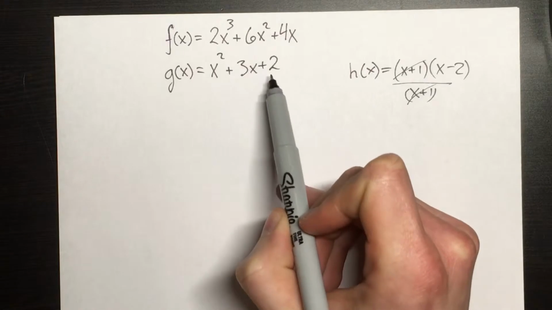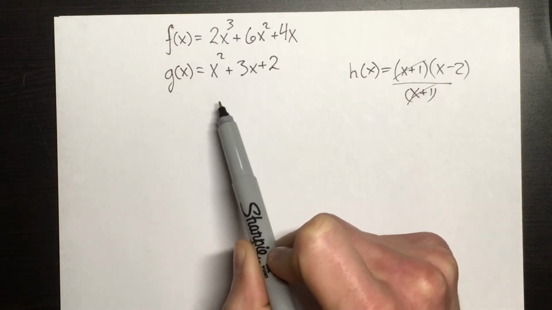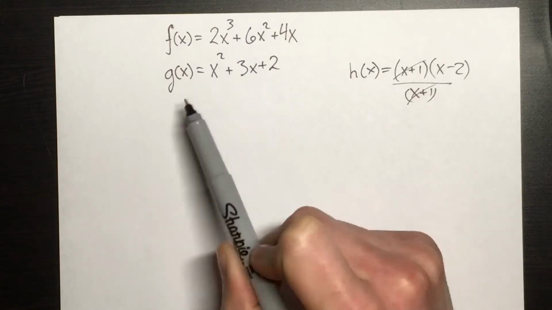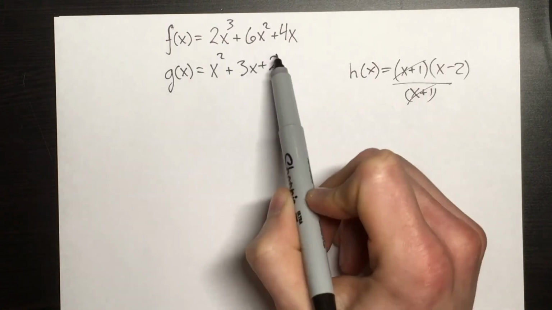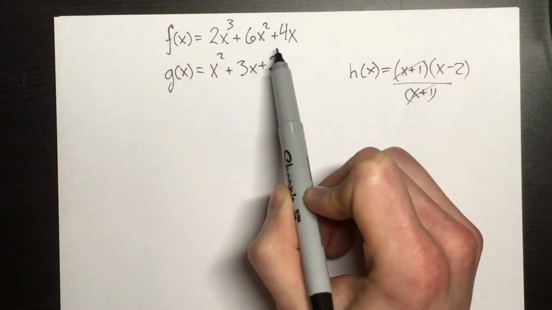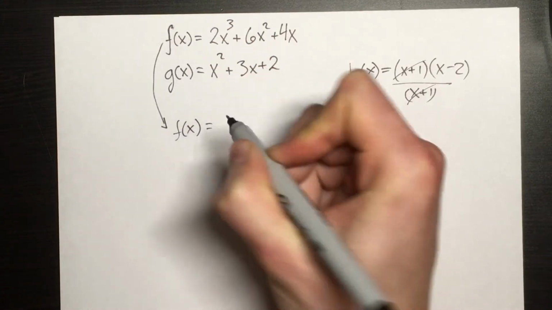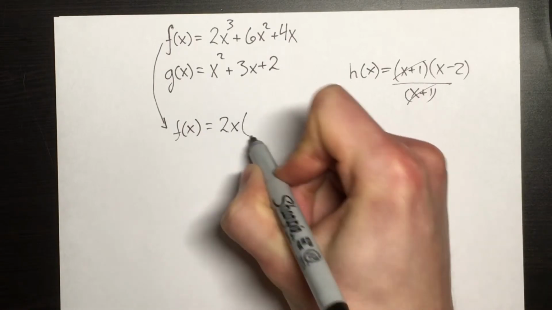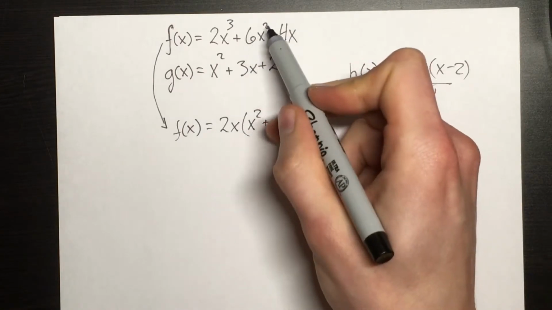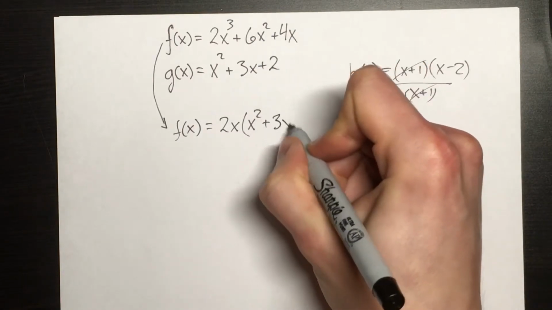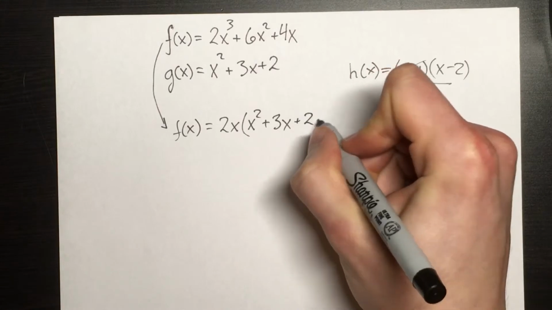So first thing we want to do is see if we can factor anything out in either of these. Not factor as in, I know you can factor this into x plus 1 and x plus 2, but that's not what you want to do. Just, can you factor any greatest common term out of anything? G of x, no. F of x, yeah, actually. You can factor out our 2x. So let's do that. F of x is equal to 2x times x squared, plus 6x squared divided by 2x is 3x, and plus 4x divided by 2x is just plus 2.